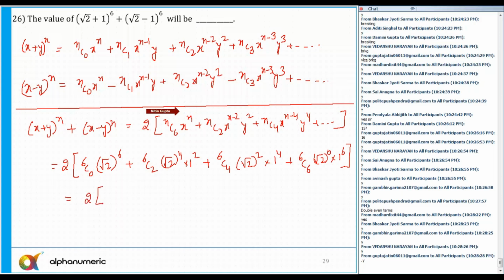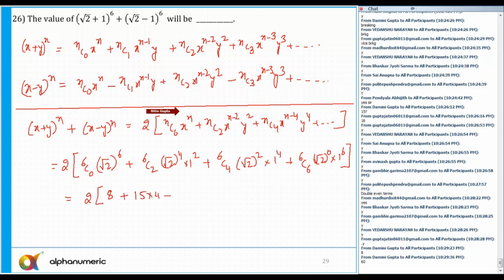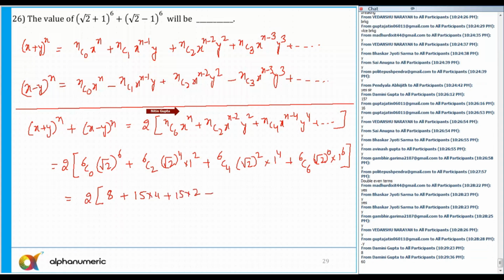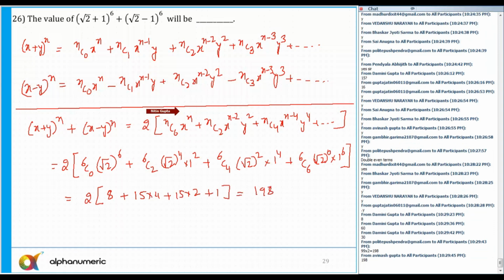And if you solve this, you'll get 2 into. What is the first term? 6C0 is equal to 1 and root 2 raised to power 6 which is equal to 8 plus. Second term, what is 6C2? That is 15 and 15 into root 2 raised to power 4 that is 2, so 15 into 4. Third term 6C4 which is 15, 15 into 2, and the last term is 1. So the answer is equal to 198. So that is the correct answer.